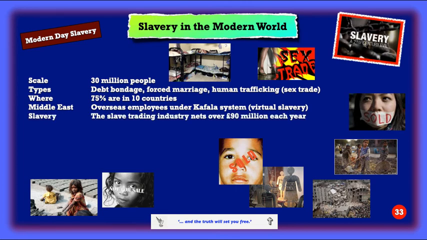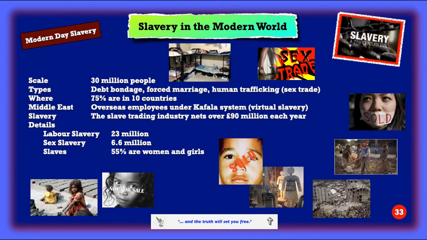And the trading industry, where people are moved around, bought and sold. People do it for money. Of the 30 million, 23 is just exploiting people to get work for free. A lot of it's sex slavery. Women and girls suffer slightly worse, but young people are greatly abused.